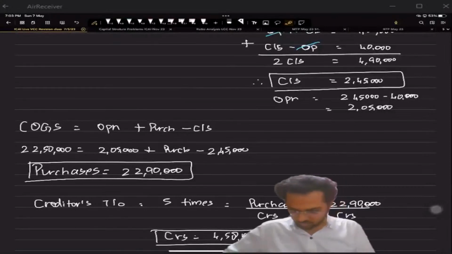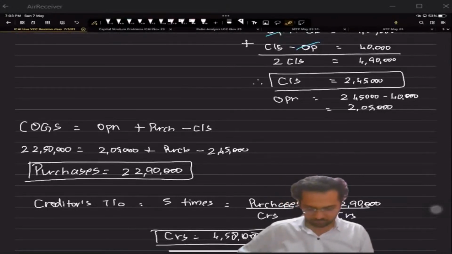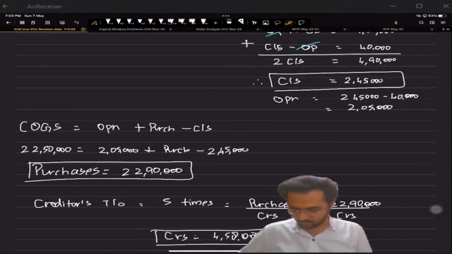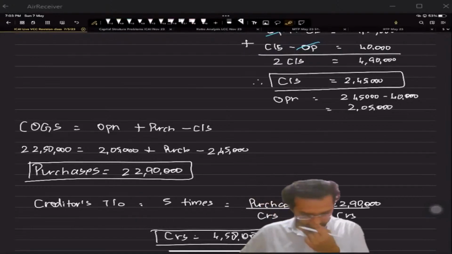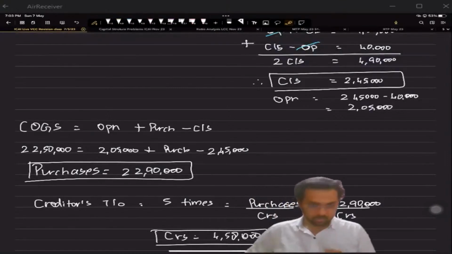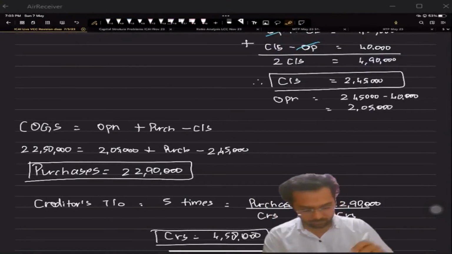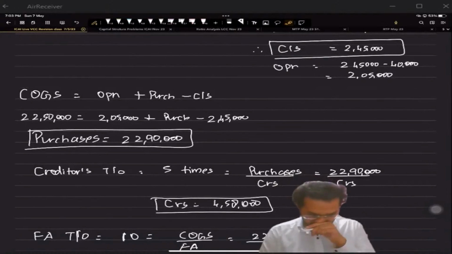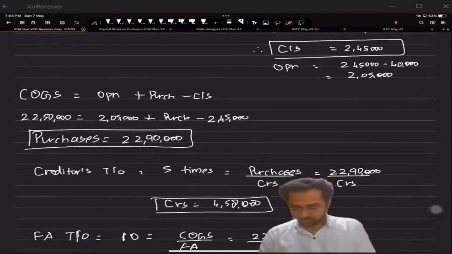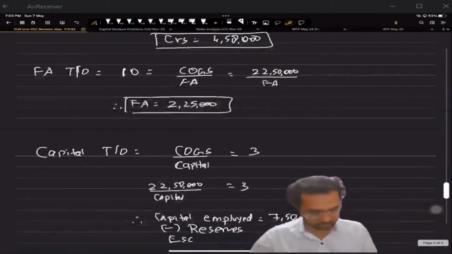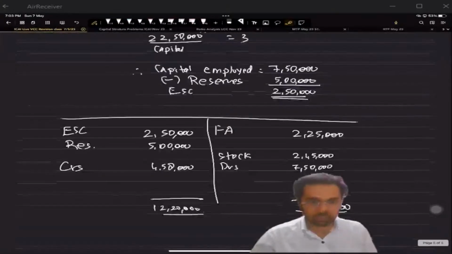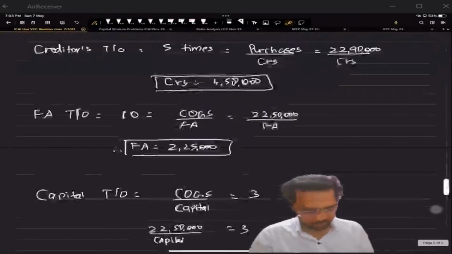There's some mistake over here. 22 lakh 50,000 minus 2 lakh 5,000, plus 2 lakh 45,000. Yeah, that's 22 lakh 90. Then 22 lakh 90 divided by 5, 4 lakh 58,000. Creditors is 4 lakh 58.